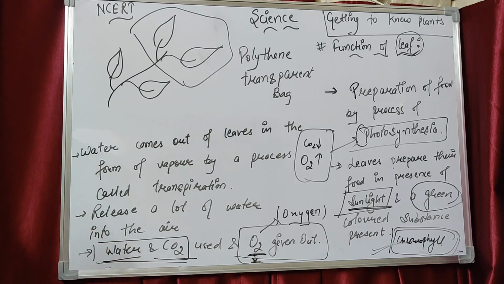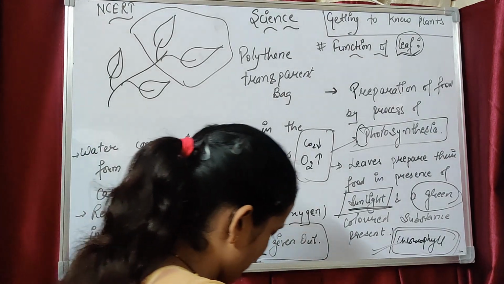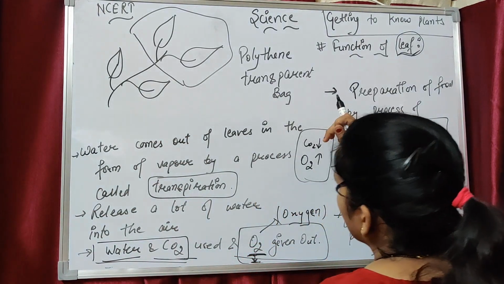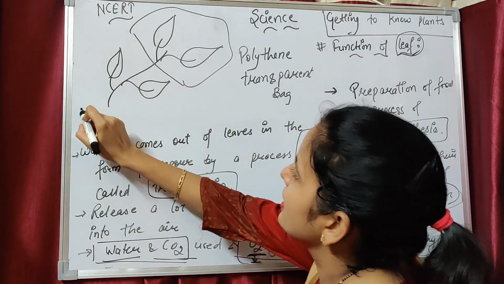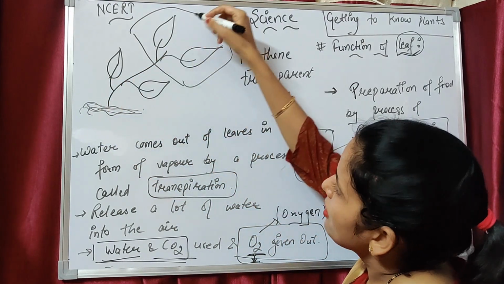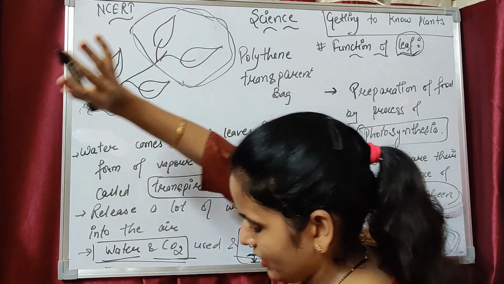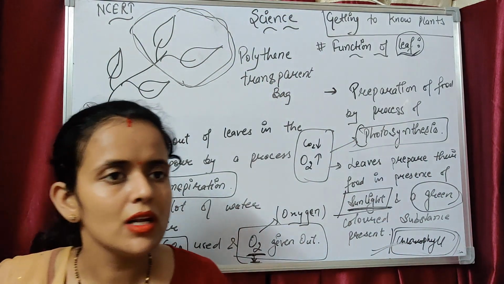And the next point is transpiration. I will explain this with a diagram. You have to perform an activity. Take a plant, take some leaves or a stem of a plant. Pack the upper part of the leaves in a poly bag, and leave the lower part open as usual.